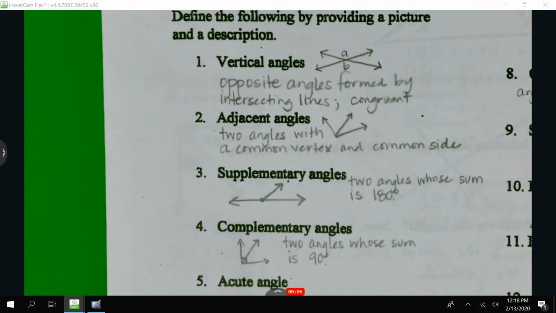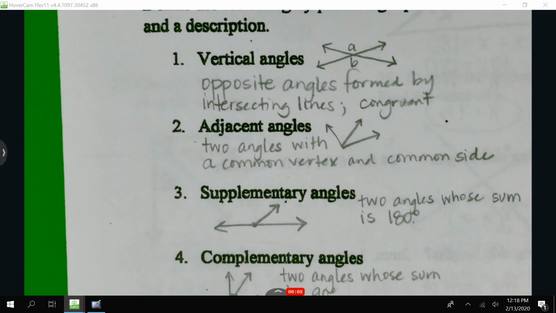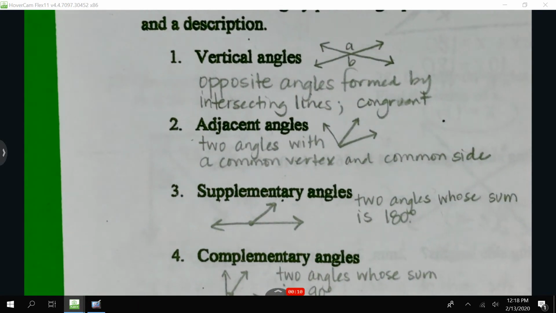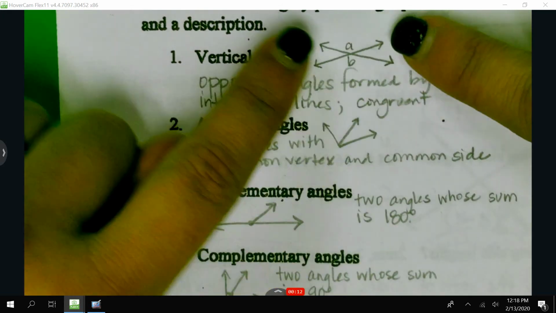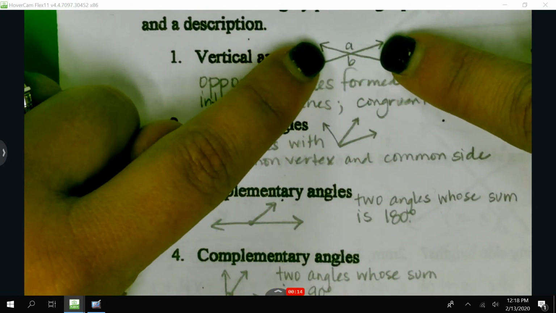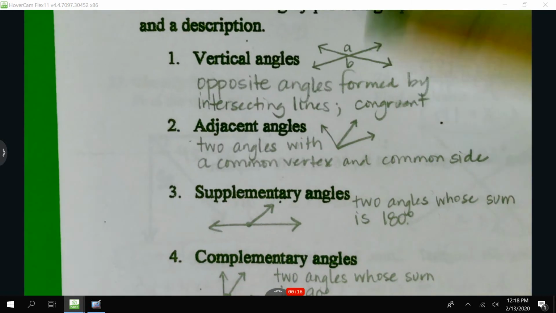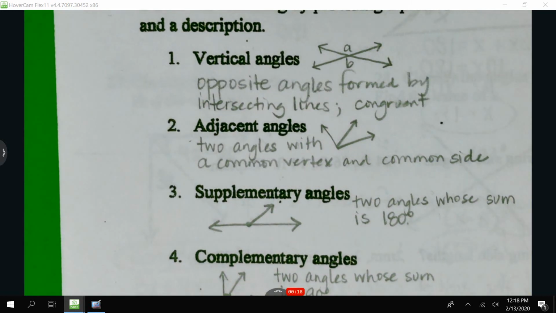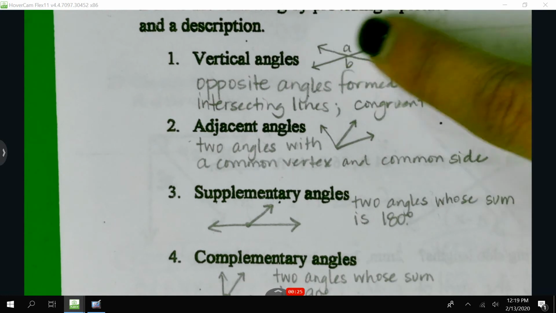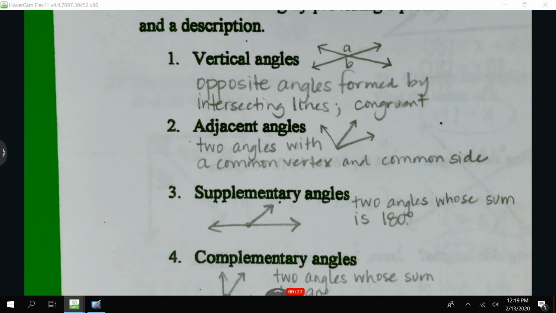All right, the first page, 1 through 14, you should be defining those, and you should be drawing me a picture. Vertical angles, they look like this, or you could have labeled A and B on the two sides, because those are also vertical. They're opposite angles formed by intersecting lines. Those angles have congruent measures, so that means that they're the same. So if A is 50, B is 50.